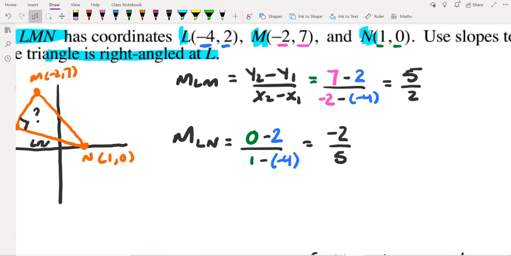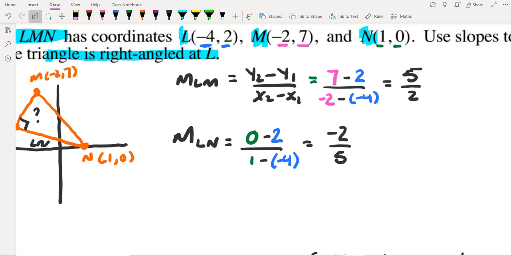So hopefully you came up with that the slope of LM is 5 over 2. And the slope of LN is negative 2 over 5. If you made some sort of arithmetic mistake, have a look at my work here. I tried to color code all the numbers.